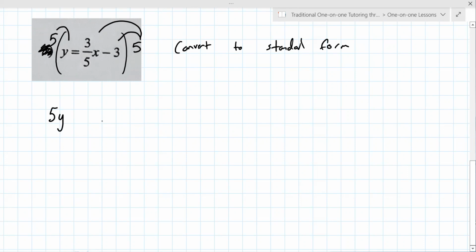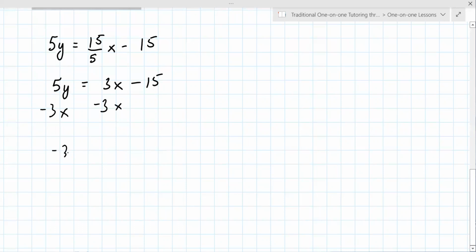So that's 5y equals 15 over 5 times x minus 15. Can you tell me what that 15 over 5 reduces to? 3. So we have 5y equals 3x minus 15. And our rules for standard form: x and y have to be on the same side, and then no fractions. So how do we get this 3x to the left side? Subtract 3x from both sides. So you get minus 3x plus 5y equals minus 15.